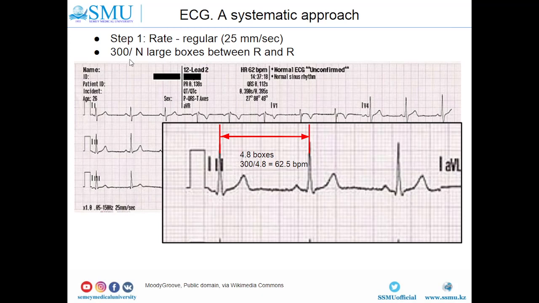Then we must divide 300 by the number of large boxes between RR waves. In this case, we must divide 300 by 4.8, and we can estimate heart rate. In this case, it is about 63. In case of an ECG speed of 50 millimeters per second, you must divide 600 by the number of large boxes. There are many other methods for calculating heart rate, but I prefer this one.